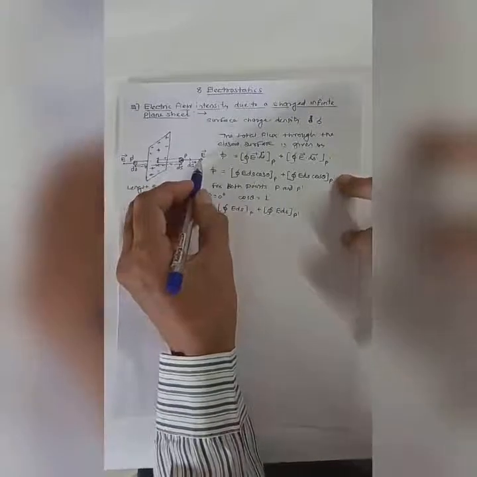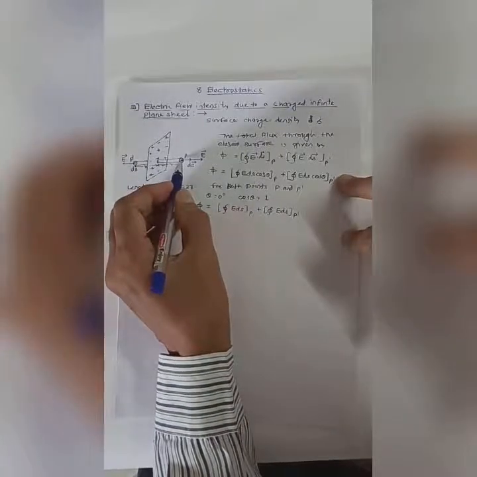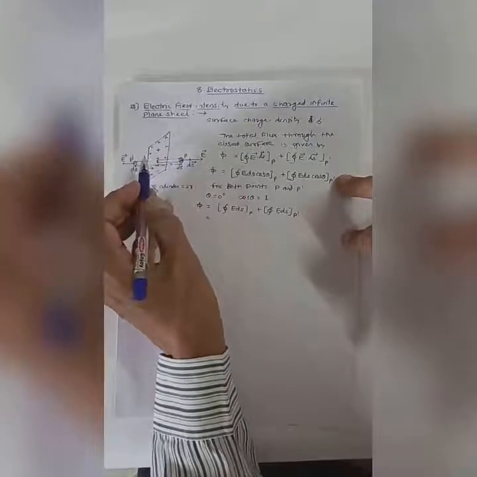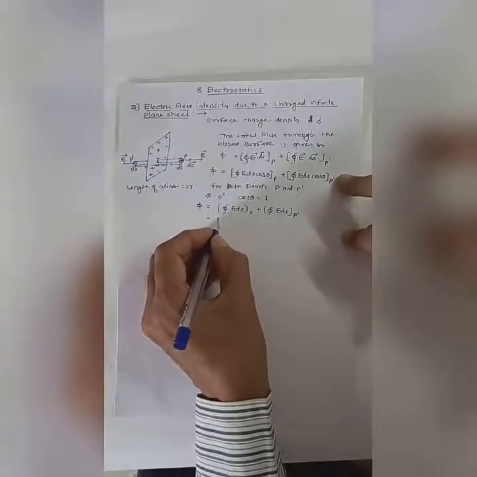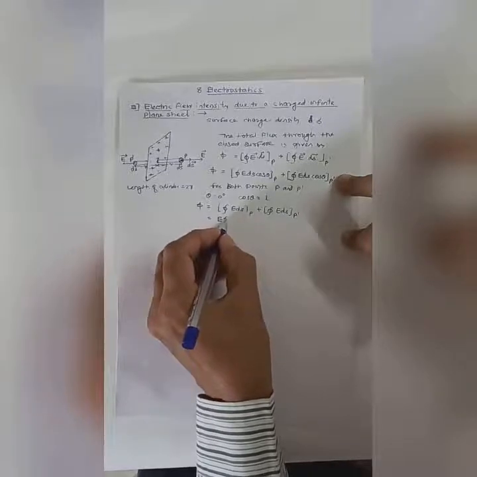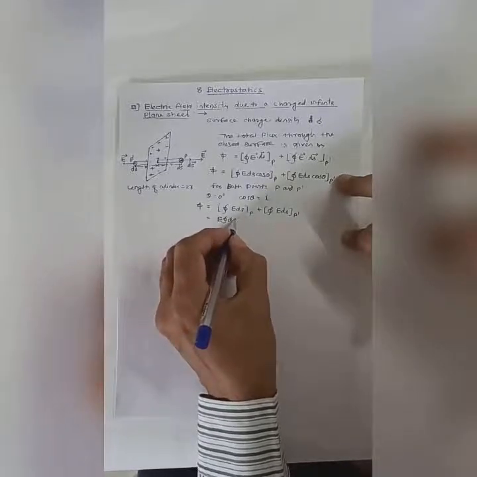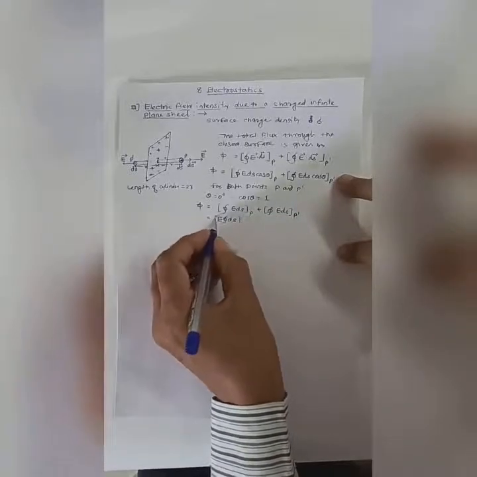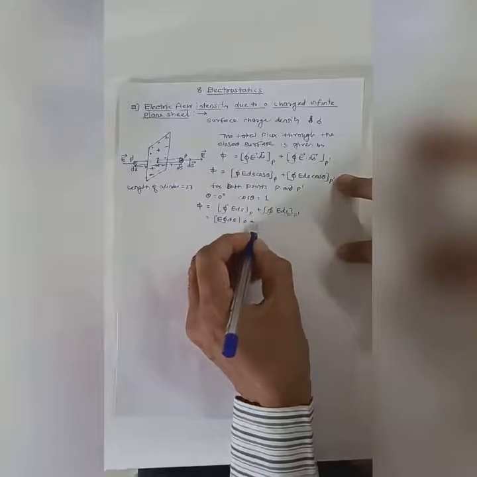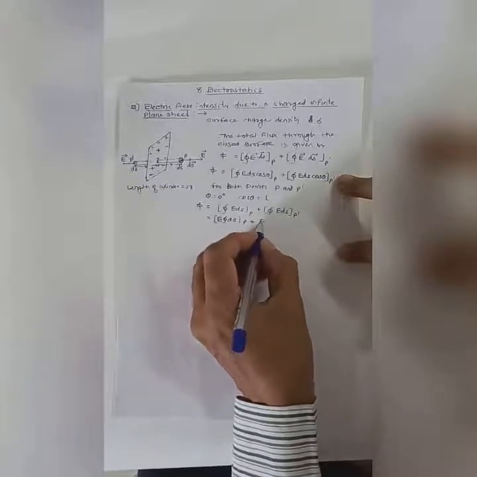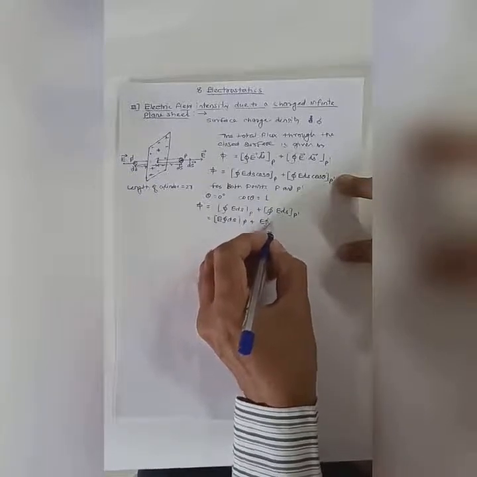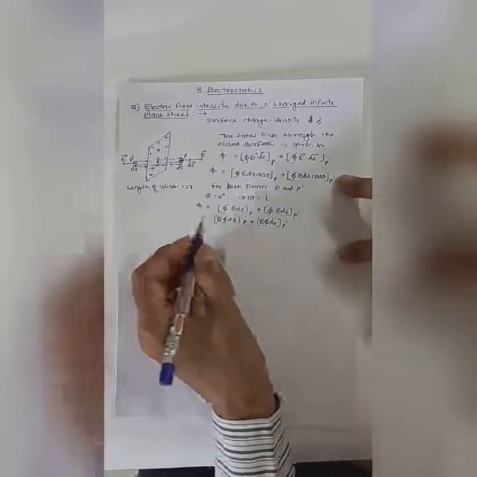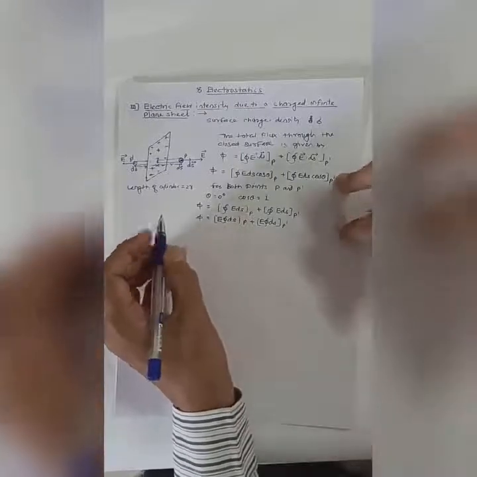But the electric field intensity at point P due to the charged plane sheet is constant, so E into closed integration of ds at point P plus E into closed integration of ds at point P dash. This is the value of phi.